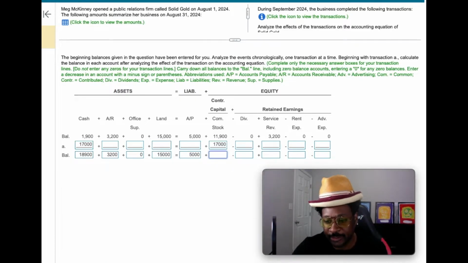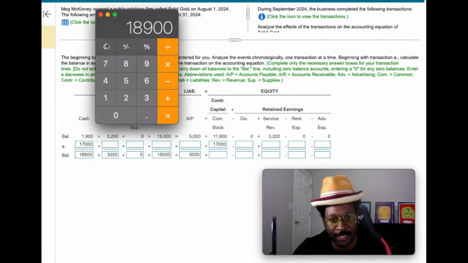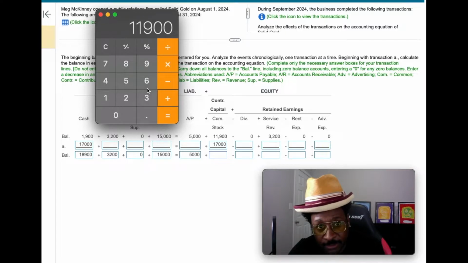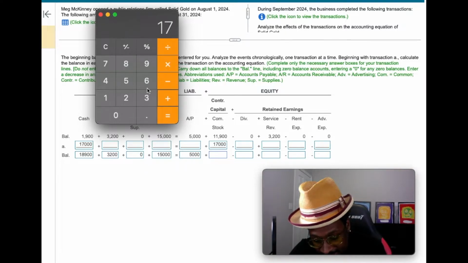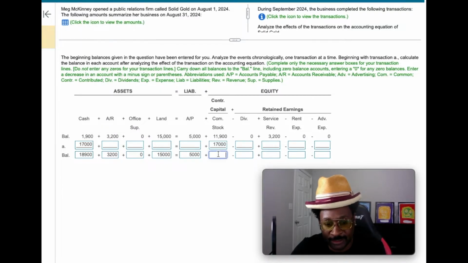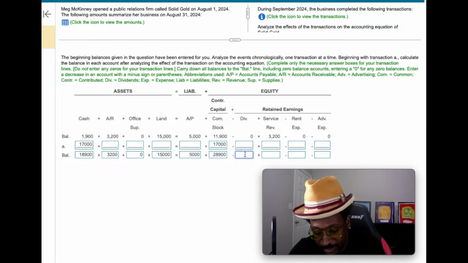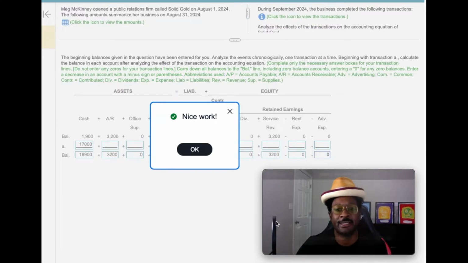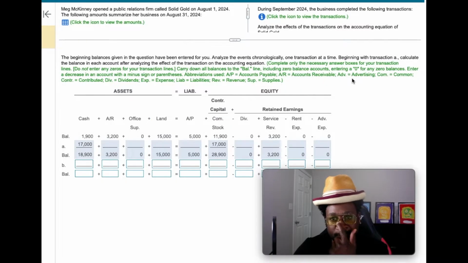Now, we have to calculate our new common stock balance, so we're going to take the $11,900 and add the $17,000 to it. That should give us a new amount of $28,900. No effect on dividends, so we're going to just carry all of these balances down and check our answer. Bags on deck, gang. So we're going to keep this thing rolling.